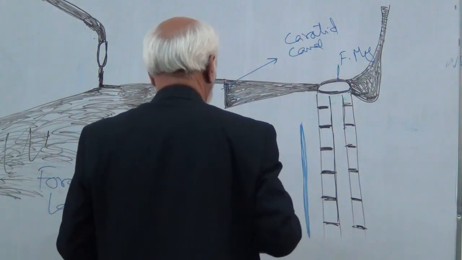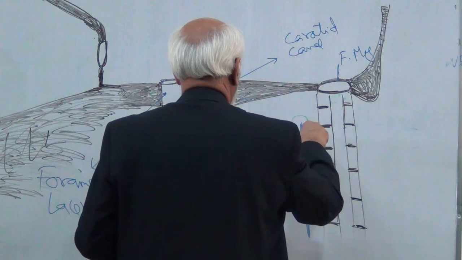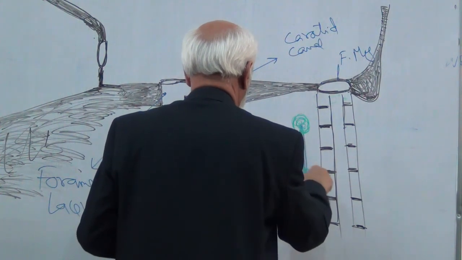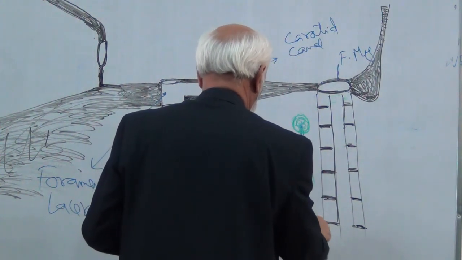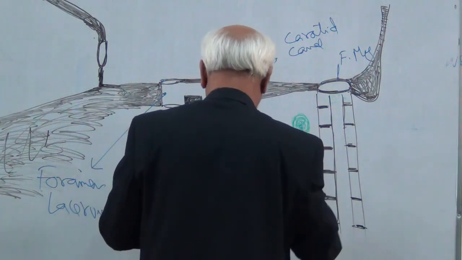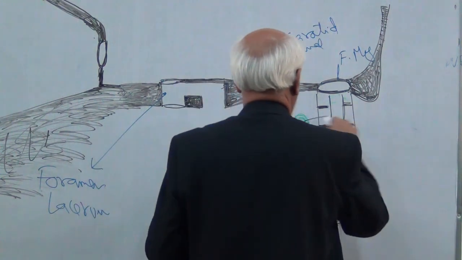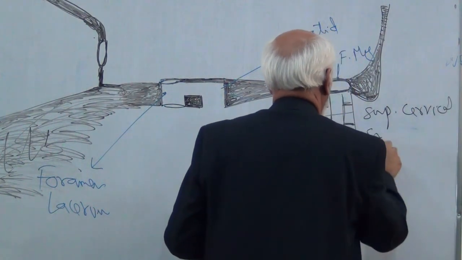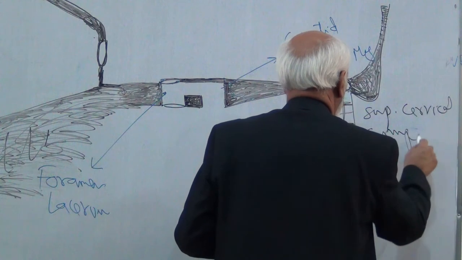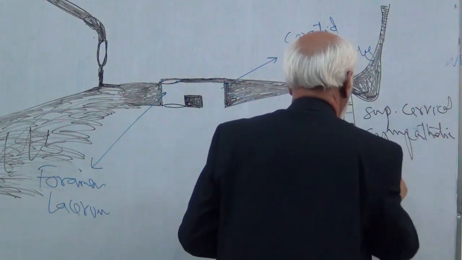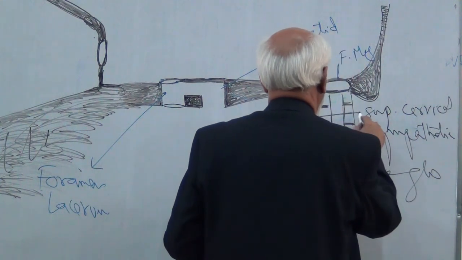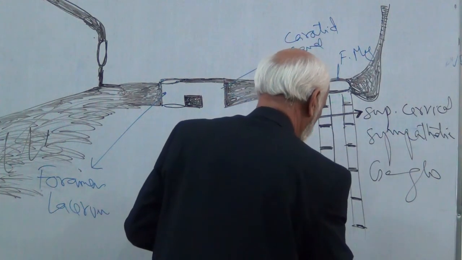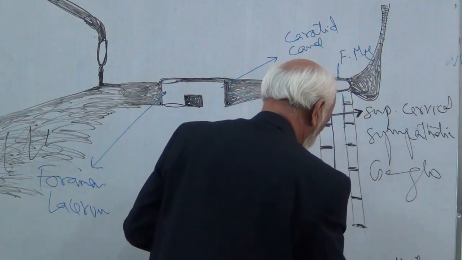And in the cervical region, it is superior sympathetic cervical ganglion. Then middle, then inferior. This is superior cervical sympathetic ganglion. This is cervical part of the sympathetic chain.